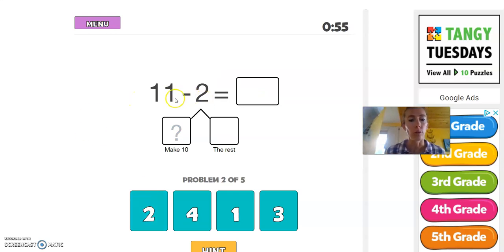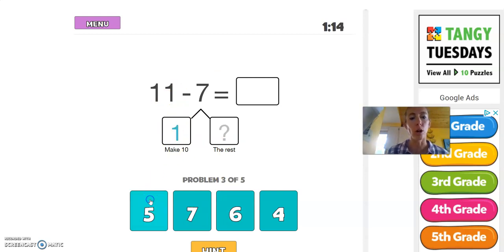11 minus 2. Well, 11 minus 1 would be way more fun because I would just get 10. But if I break 1 off of the 2, I'll have how many left over? 1, because 1 and 1 is 2. So here we go. 11 minus 1 is 10. And take off 1 more, that's 9. Cha-ching! Let's try it again.